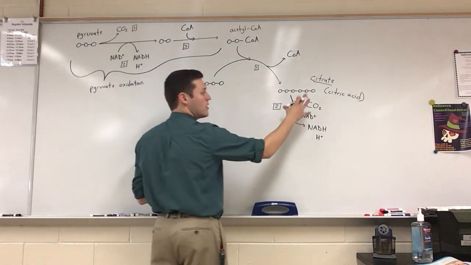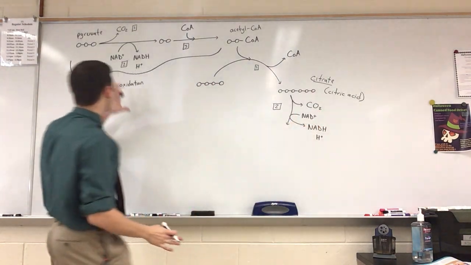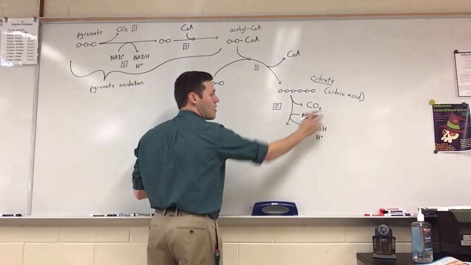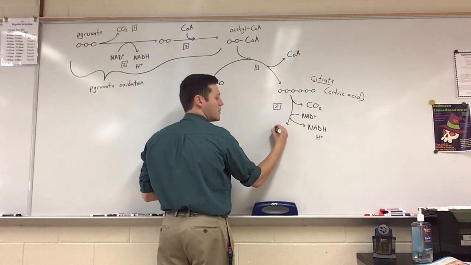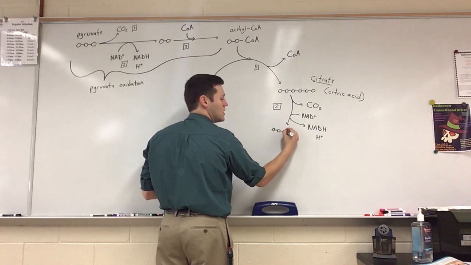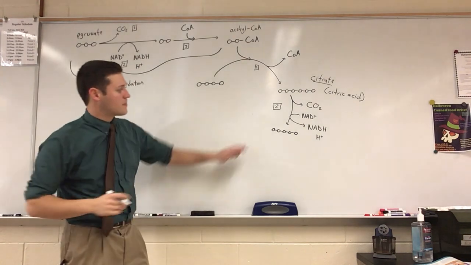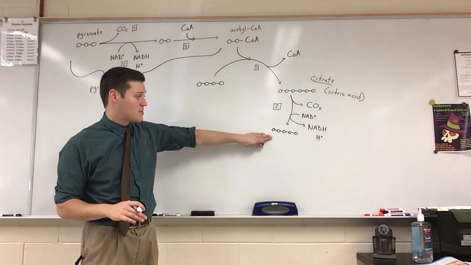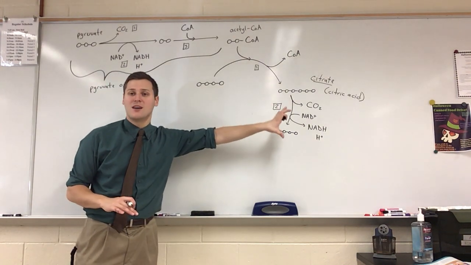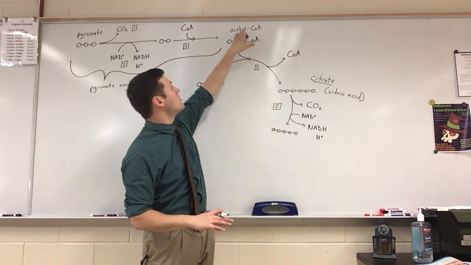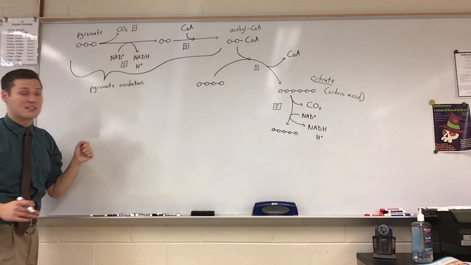So we will essentially do the same thing that we did in the first 2 steps of pyruvate oxidation, and that'll kick off a carbon. So now we go from a 6-carbon molecule to a 5-carbon molecule. Now again, you don't need to know the name of this molecule. You won't need to know the names of any of these carbon molecules moving forward. Just know citrate, acetyl-CoA, and pyruvate.